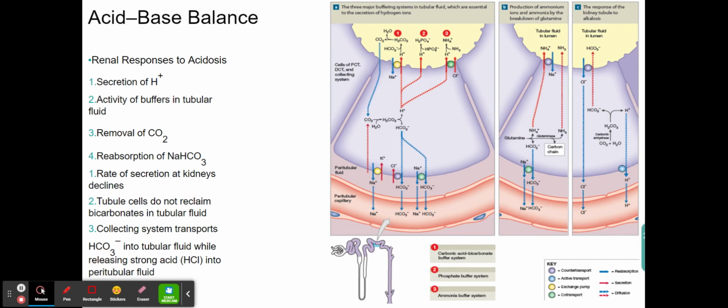When alkalosis, or high blood pH, develops, 1. The rate of hydrogen secretion by the kidneys declines. 2. Tubule cells do not reclaim the bicarbonates in tubular fluid. And 3. The collecting system transports bicarbonate into tubular fluid while releasing a strong acid, HCl, into peritubular fluid. The concentration of bicarbonate in blood decreases, promoting the dissociation of carbonic acid and the release of hydrogen ions. The additional hydrogen generated by the kidneys helps return the pH to normal levels.